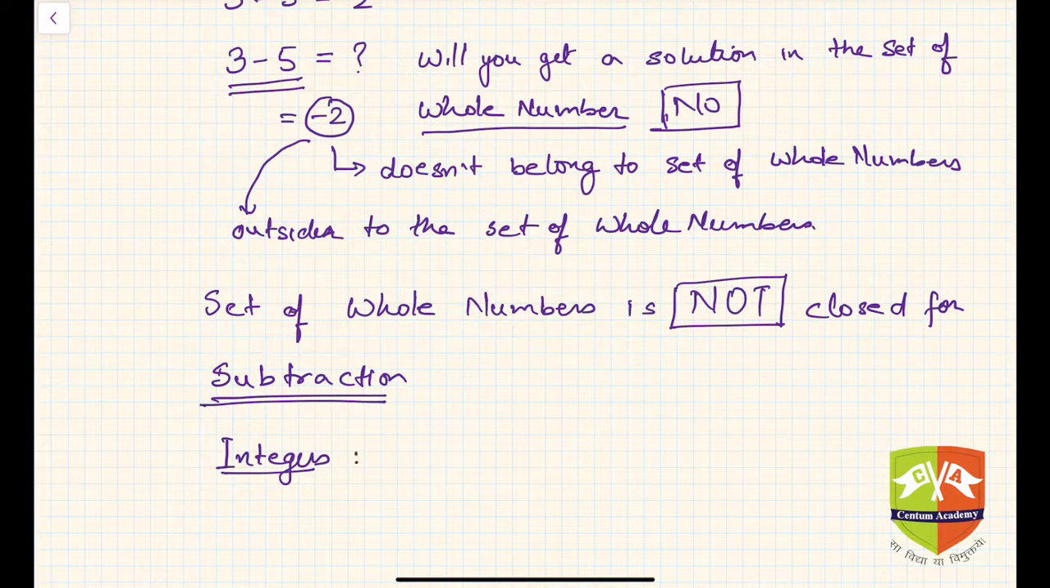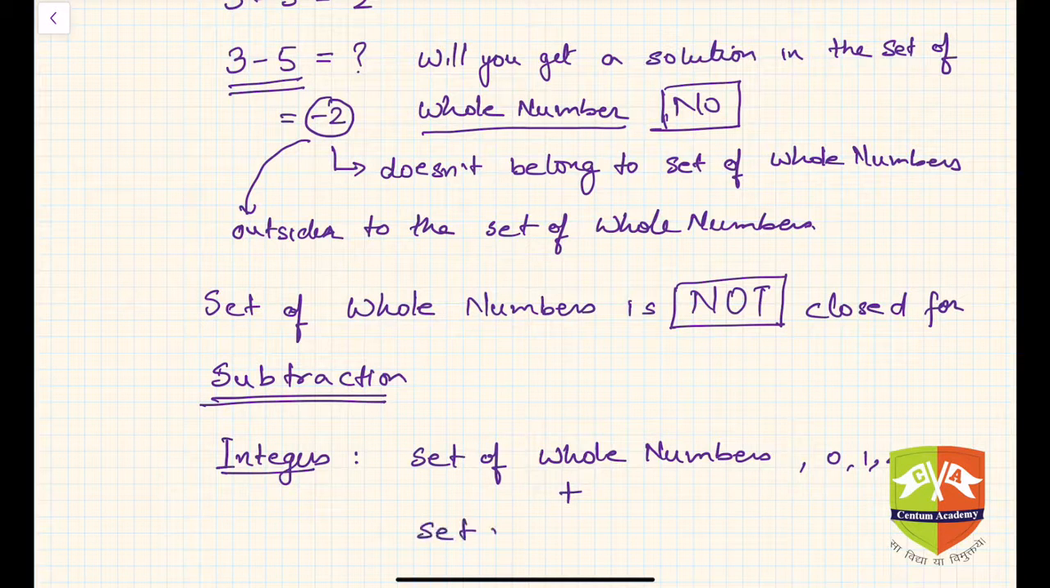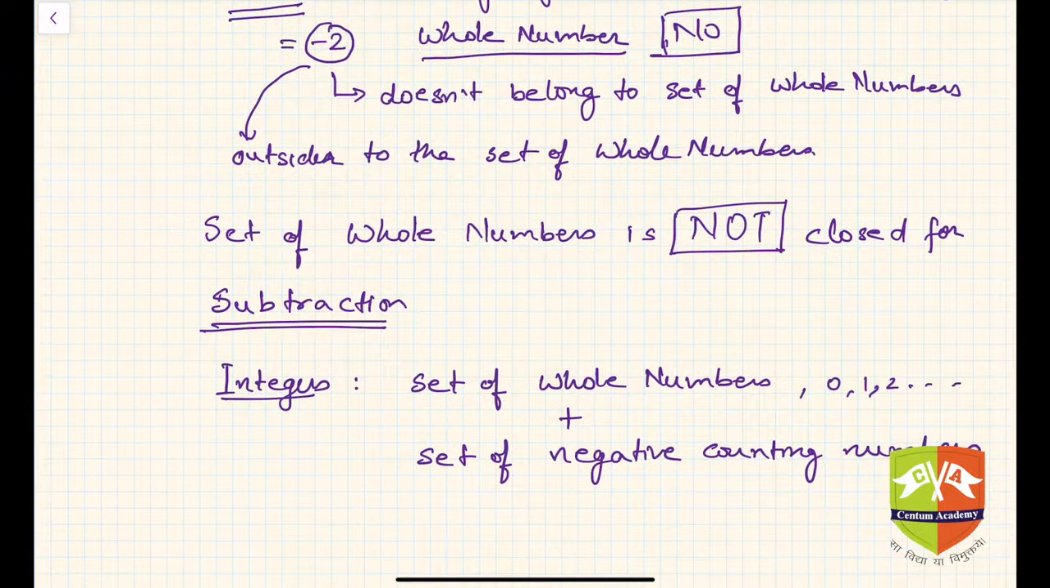So what are integers? Integers are nothing but the set of whole numbers, that is 0, 1, 2 and so on, plus the set of negative counting numbers, and those are -1, -2, -3, -4 and so on and so forth, guys, right? So we have now found a new set of numbers, and those are called integers.